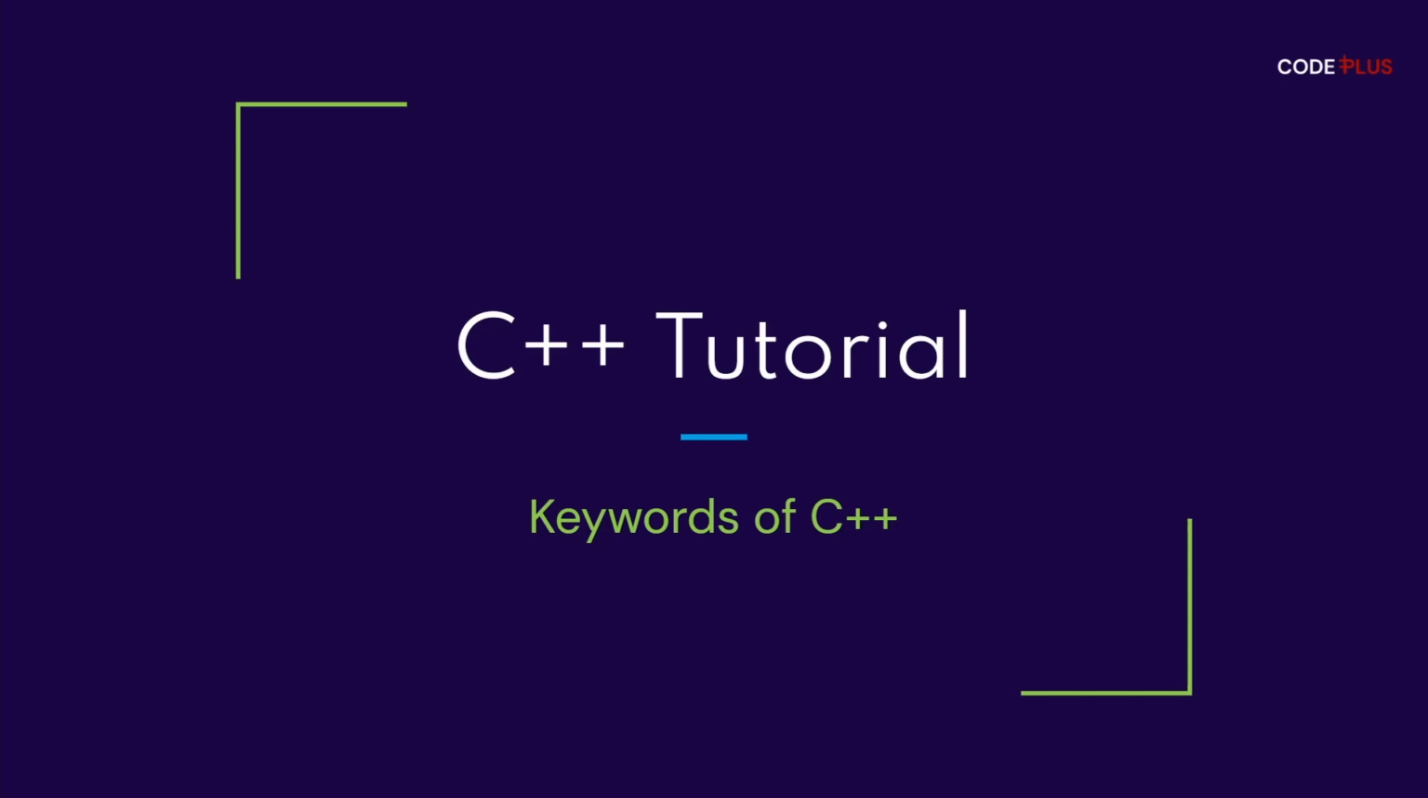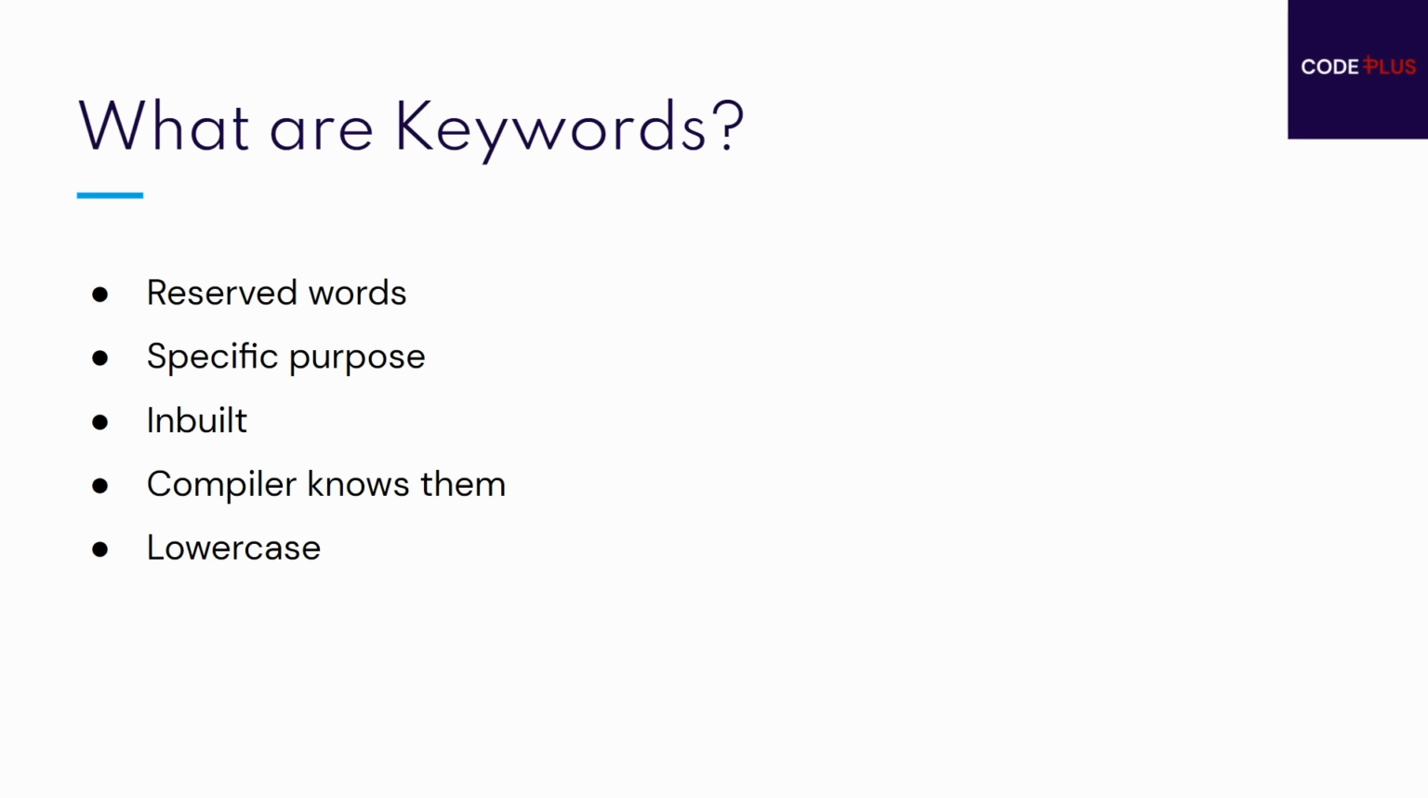Today we will discuss the keywords of C++ programming. So what are keywords? Basically, keywords are reserved words and they are reserved for a specific purpose. They are inbuilt for coding. The meaning and the purpose of them are already defined within the C++ compiler. Keywords must be written in lowercase characters. You cannot use keywords as user-defined identifiers.